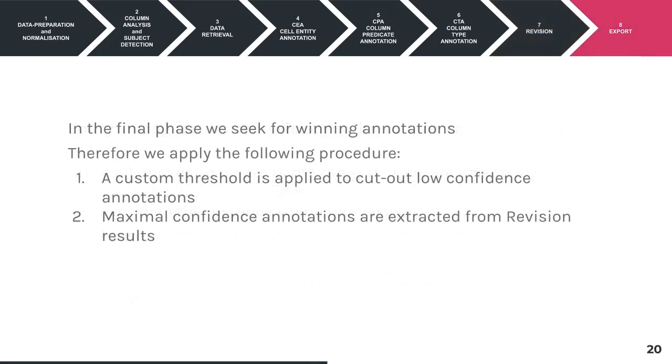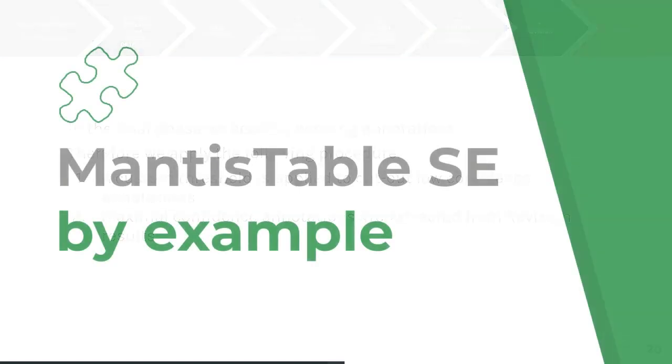In the final phase, we seek the winning annotation. Therefore, we apply the following procedure. A custom threshold is applied to cut out low confidence annotations. Maximal confidence annotations are extracted from the revision results. In the following slides, we will show a complete example with an explanation of the inputs and the outputs of each phase.